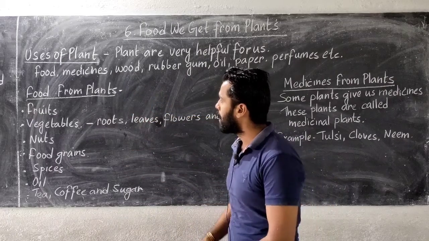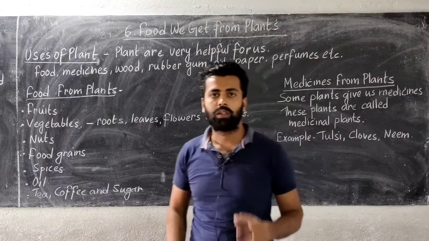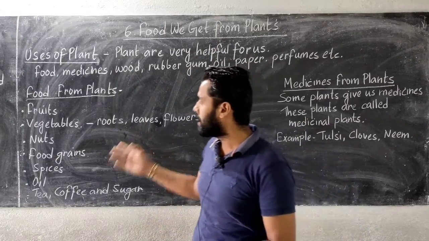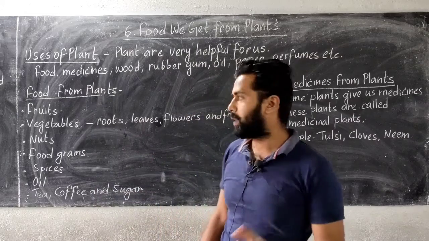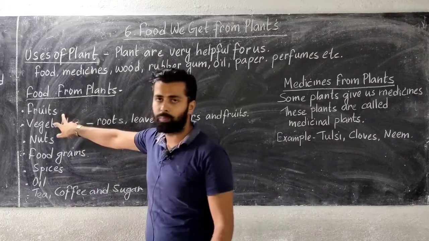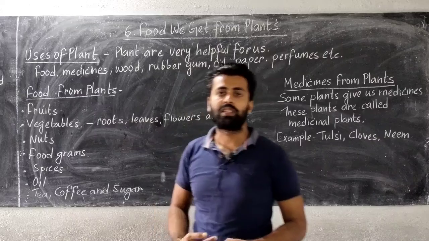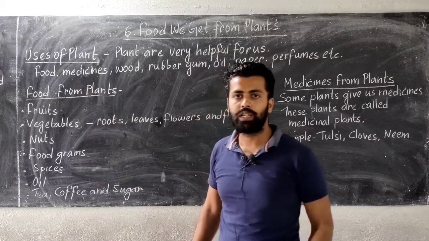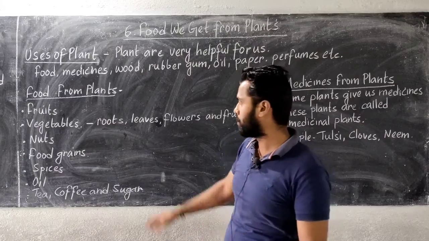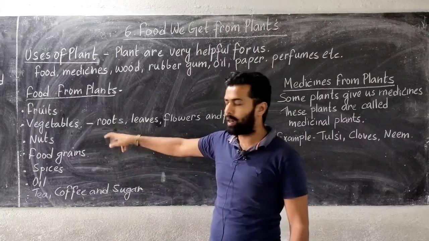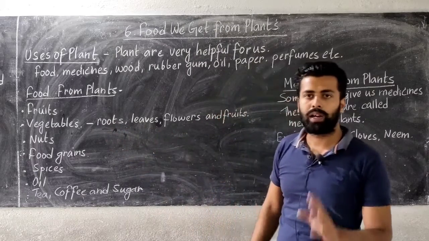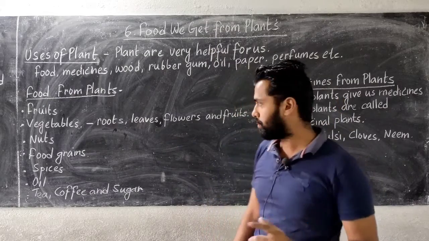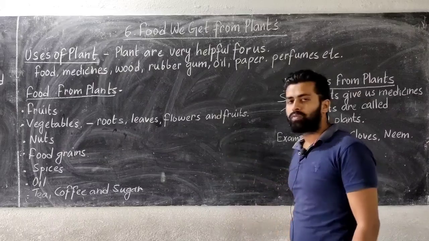Next we have food from the plants. So what are the foods we are getting from the plants? You usually get many kinds of foods from the plants, like fruits. Then we are getting vegetables from the plants, and in the vegetables we are eating all the parts of the plant, like we eat the roots of the plant, then we eat the leaves of the plant as vegetables, then flowers of the plants also as vegetables, then we eat fruits.